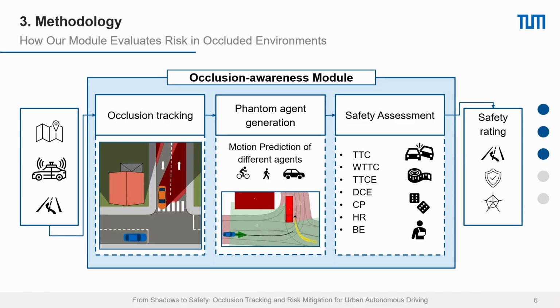Based on that, we generate phantom agents, hypothetical road users like cyclists or pedestrians in those occluded regions. We assign each of them a set of possible motion behaviors. And finally, we take all trajectories from the motion planner and run a safety assessment. We evaluate various risk metrics to assign a safety score to each trajectory. And the final result is a risk-aware motion plan that takes both visible and invisible hazards into account.